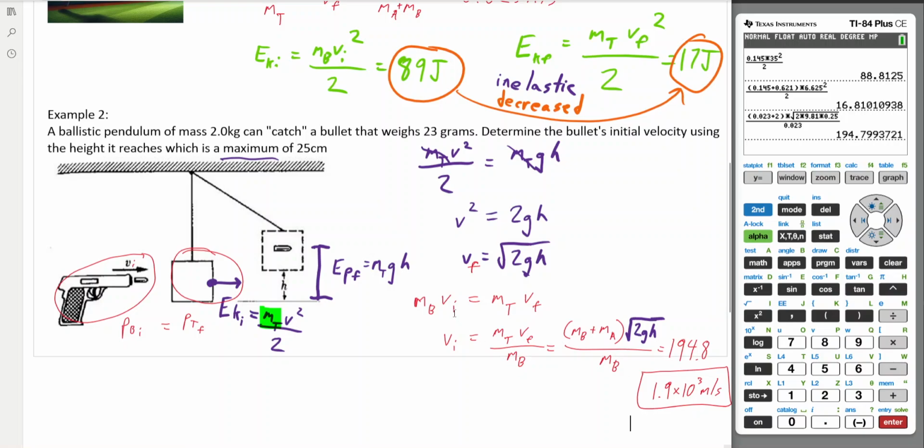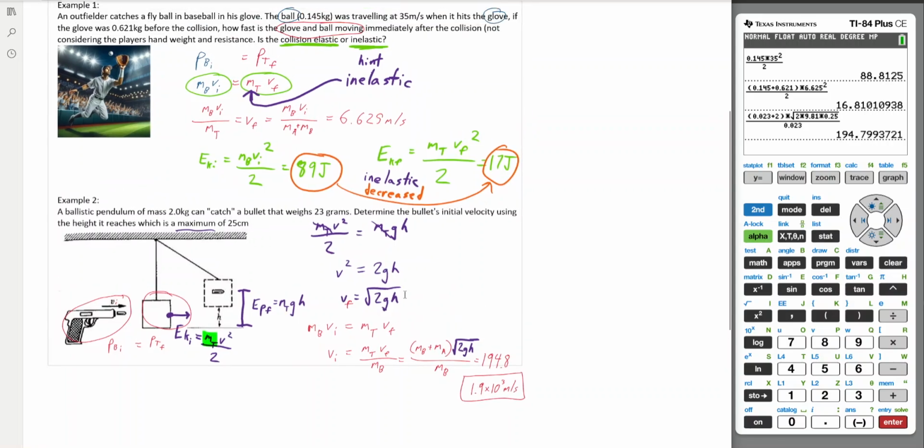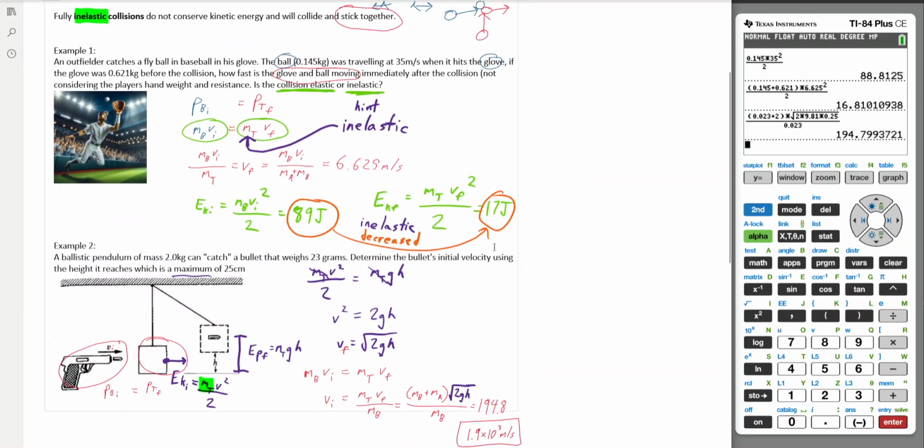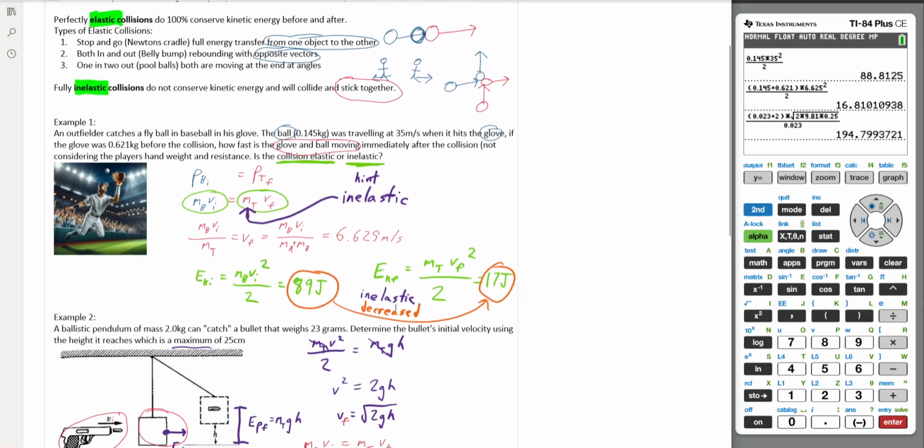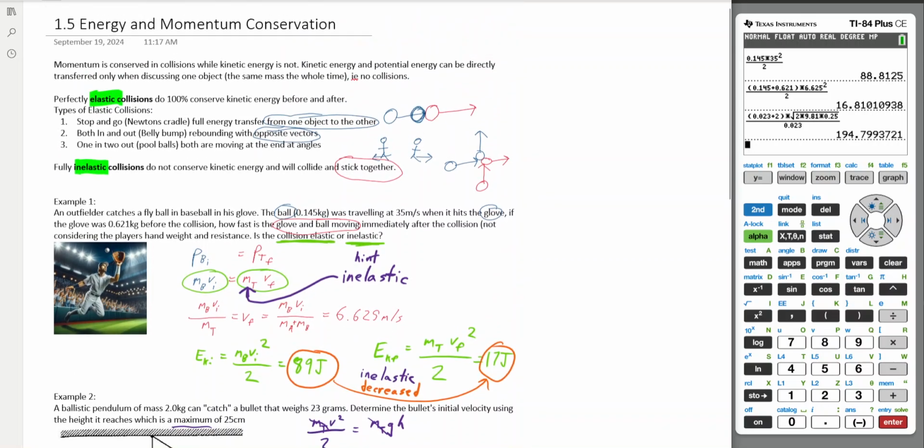Alright, so I hope that this video helped you better understand the difference between conservation of energy and conservation of momentum, and how to use both together, especially with elastic and inelastic collisions. Hope the video helped, and good luck.